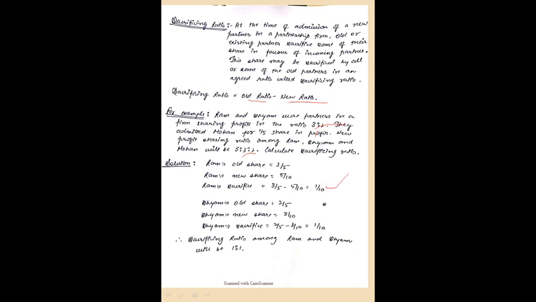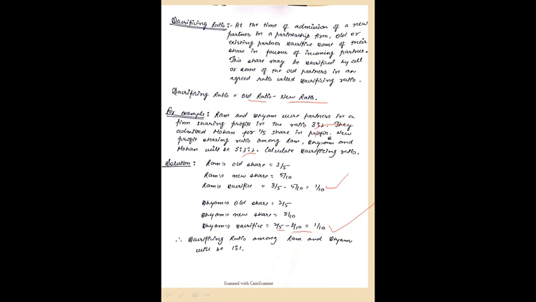1/10. And Shyam's old share is 2/5 and Shyam's new share is 3/10, right? As we can say here. So Shyam's sacrifice would be 2/5 minus his new one, which is 3/10. So he will also sacrifice 1/10. Both will sacrifice 1/10 and 1/10 of their share in favor of Mohan, right? So the sacrificing ratio amongst Ram and Shyam would be 1:1. It's as simple as that.